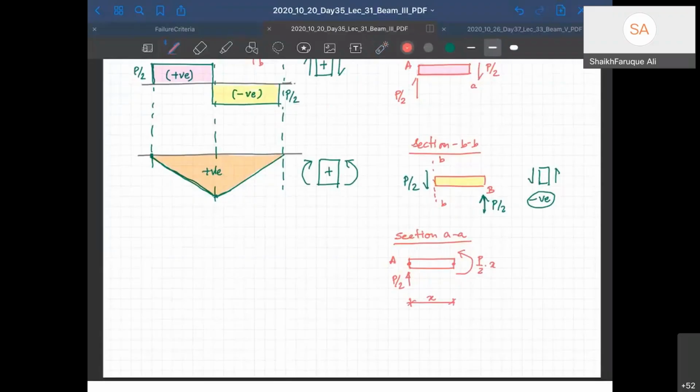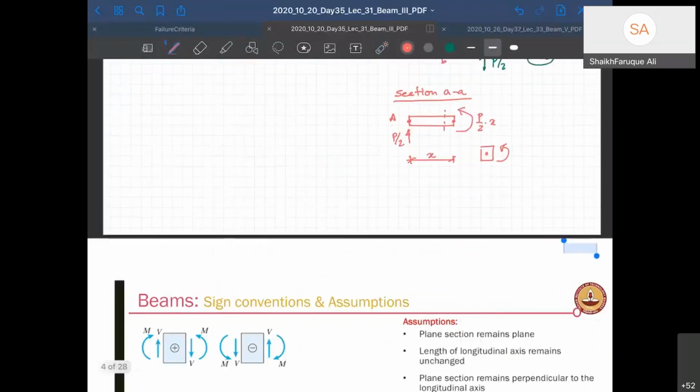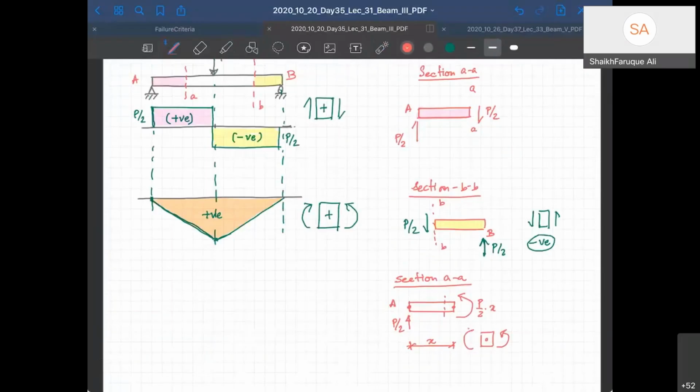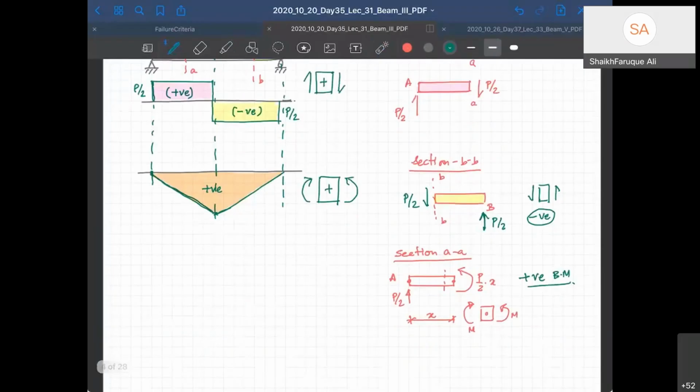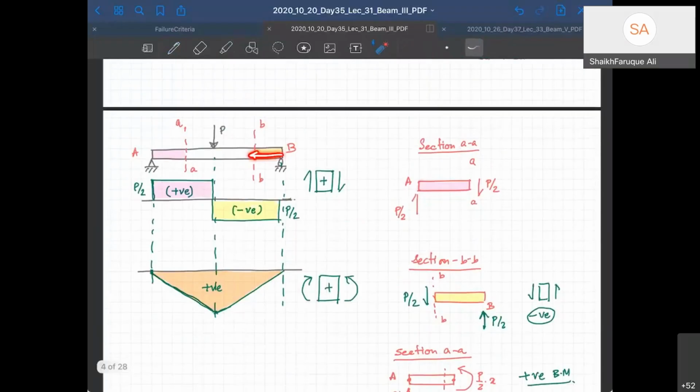So if you take a small section here, that section is going to have a moment like this, right? All right, so this is my positive. That's a positive bending moment. Similarly, you can check at BB and you will again get a positive bending moment, because this one from this point will give a force like this, a moment like this, and therefore there has to be a moment that will act here. So that's also going to be positive bending.